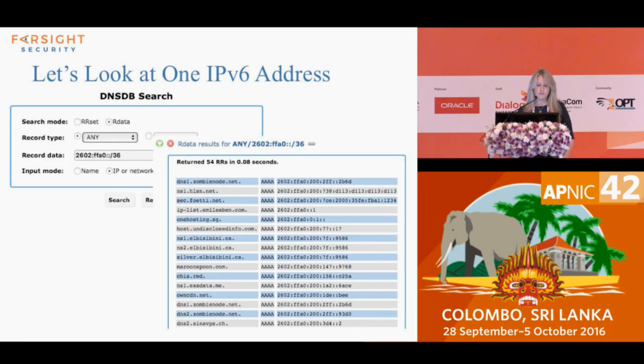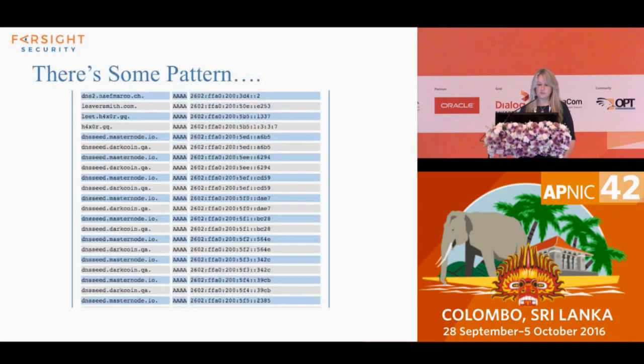I got 54 different resource records. I looked through them and wondered, do any of them look kind of funky? If you have a lot of bizarre strings, where it doesn't create any words in any language, and they're maybe 20 characters long or so, that's a pretty good indication that it's a domain generating algorithm, and those are more often than not malicious. But here, you just take a look at it. This looked weird to me: the DNS seed masternode.io, darkhorn.ga, all that.